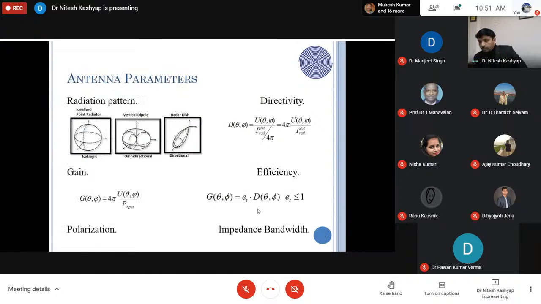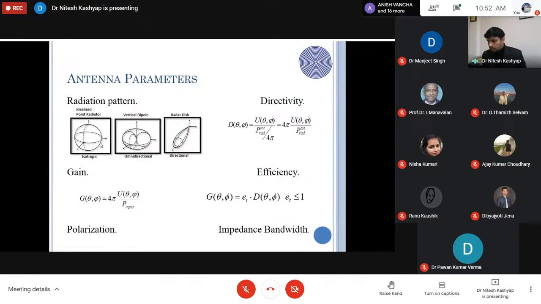So here, without parameters of the antenna, we cannot evaluate our antenna performance. So there are some parameters. As here, the radiation pattern can be in three types basically.